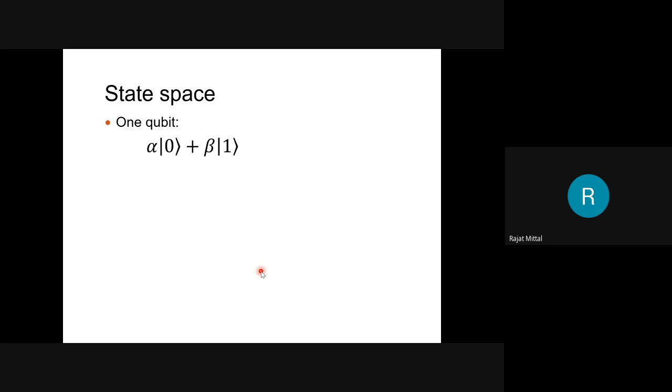The state space, to describe the state space, the easiest way is to visualize it as a vector. If you have one qubit, so how do we represent data in a classical computer?